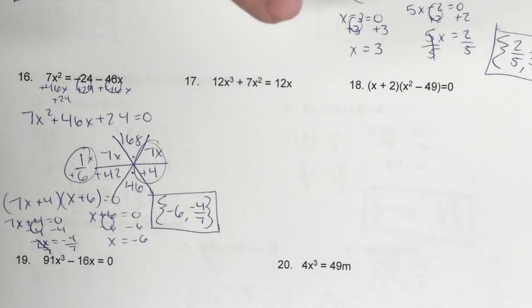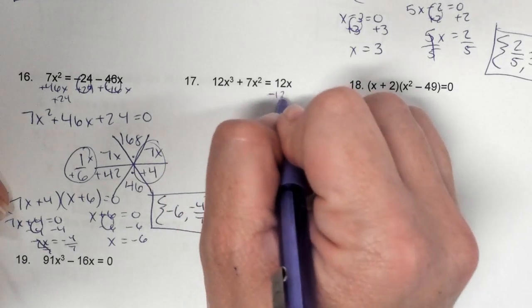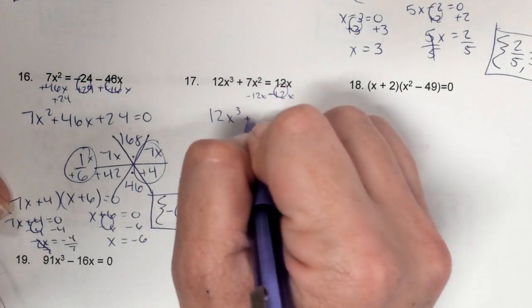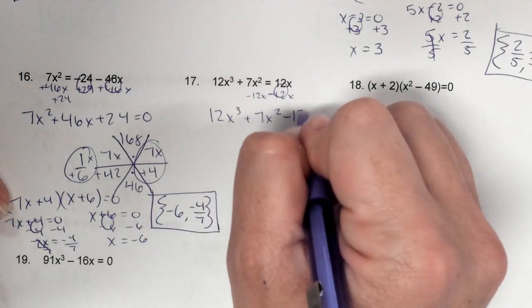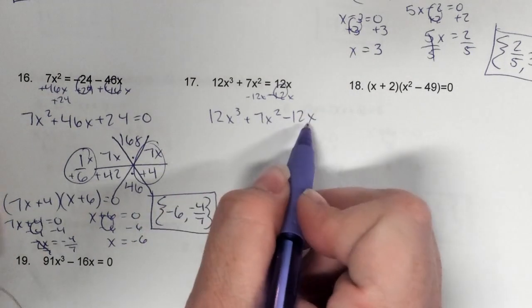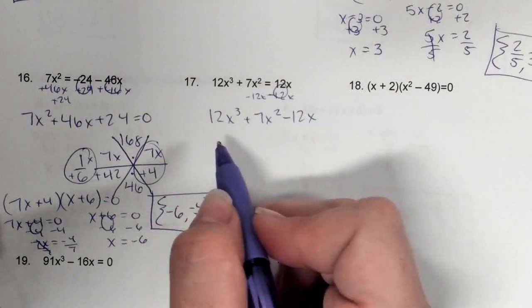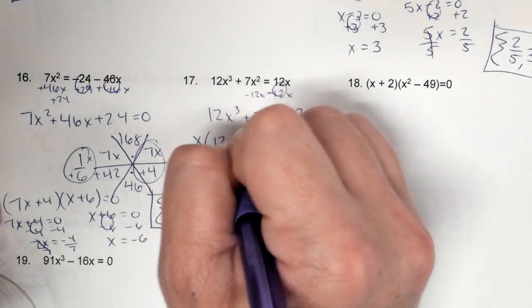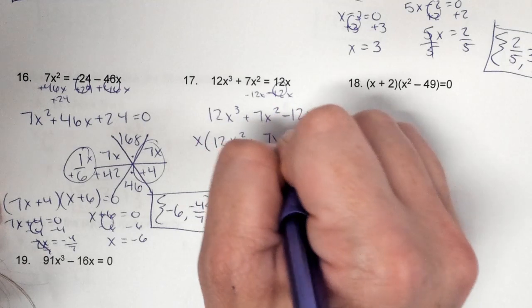Okay, look at number 17. I'm going to do minus 12x. Now I have a GCF of x. However, 7 is prime, 7 does not go into 12, so I don't have a number, just a letter. So when I take that out, I'm left with 12x squared plus 7x minus 12.